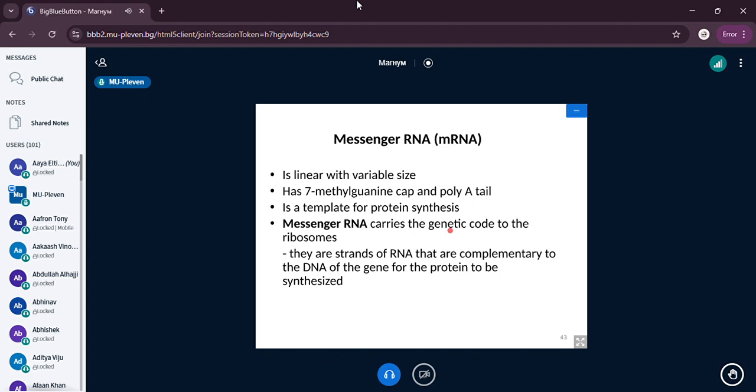The messenger RNA carries the genetic code to the ribosomes, meaning the codons that the messenger RNA contains serve as a program or as a matrix for ordering of the amino acids in their specific sequence in the peptide chain, in the polypeptide chain. Their synthesis happens by transcription, as all other RNAs, and they are copied from the DNA sequences that are called genes.